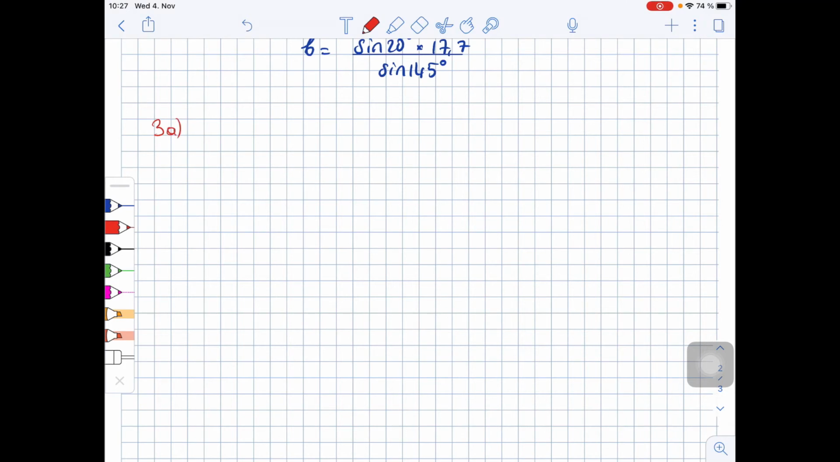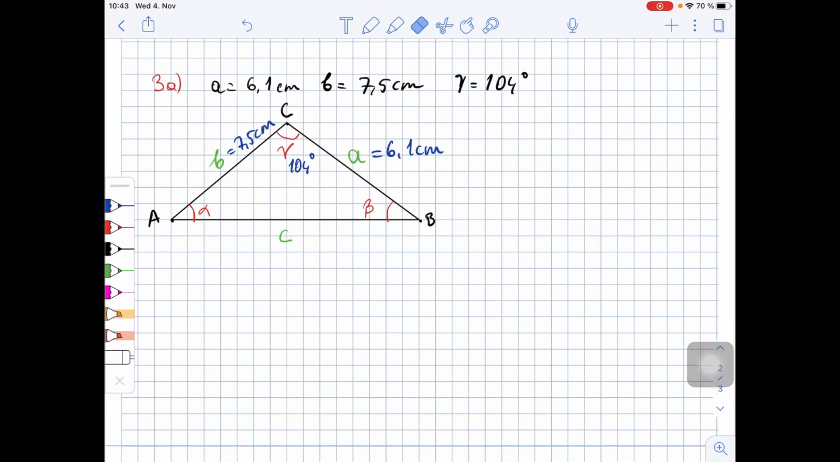3a. What does it say again? Question number 3 says a is equal to 6.1 centimeter, b is equal to 7.5 centimeter, and gamma is equal to 104 degrees. I need to sketch this triangle, right? I sketch this, and then I write down all the information we are given.